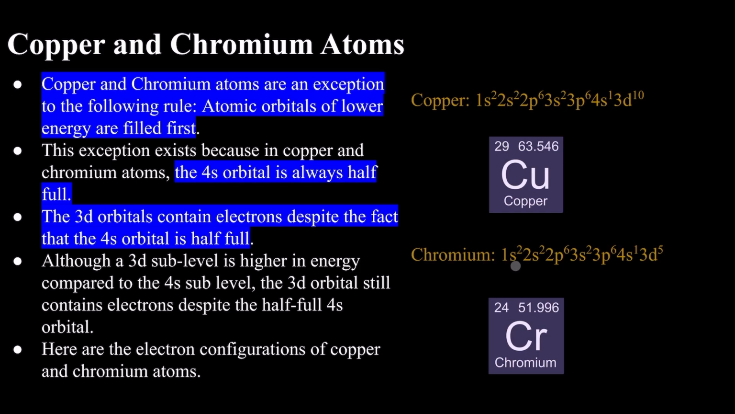Similarly for chromium, the electron structure is 1s2, 2s2, 2p6, 3s2, 3p6, 4s1. It's also half full just like before, and then 3d5. And chromium has 24 electrons.